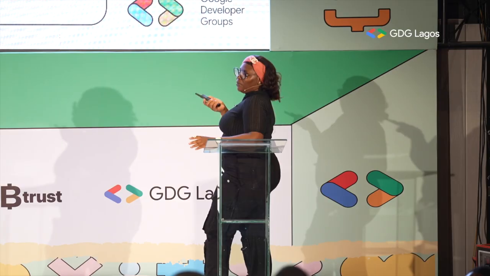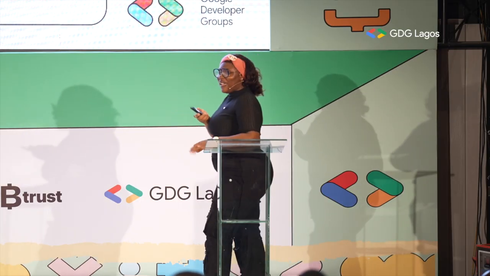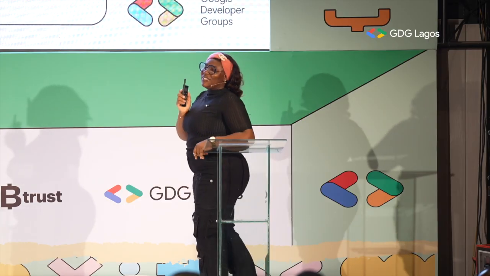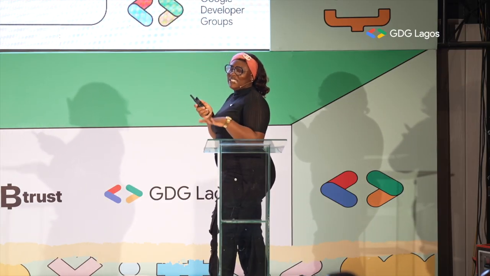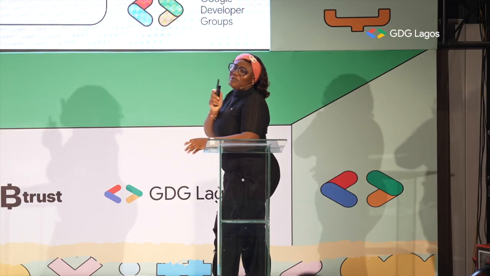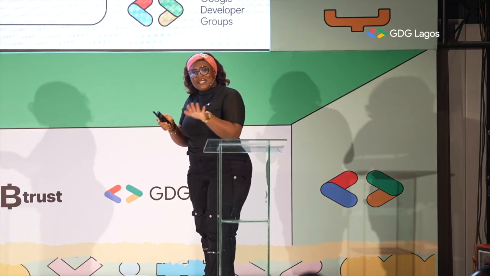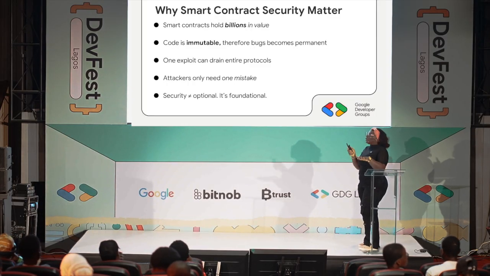Code is immutable. It cannot be changed. There's no Control X in Solidity, right? In blockchain, you cannot change it. It is immutable. So therefore, bugs become permanent. If you make a mistake, the mistake sticks, your money is gone. There's nothing like, oh, I made a mistake, let me quickly go and change it.